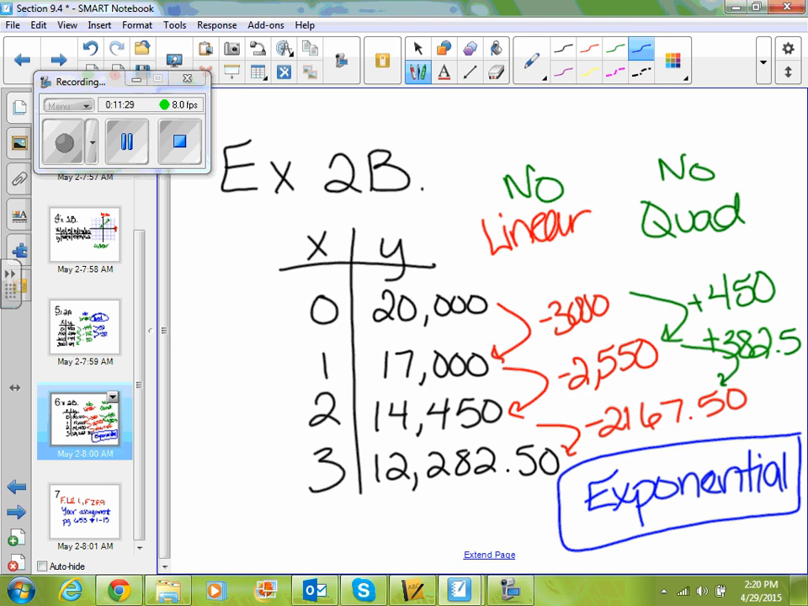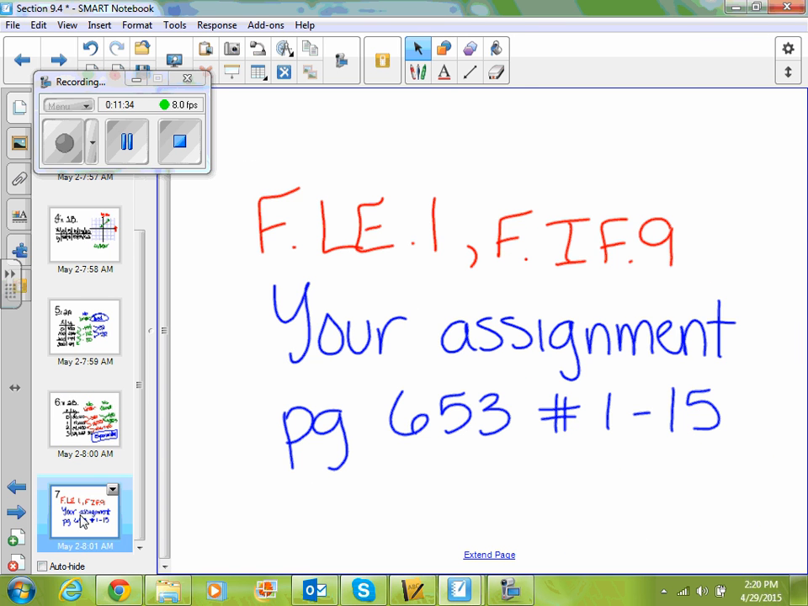Okay, so check linear, check quadratic. If neither one works, you know it's exponential. It is a shorter assignment today because there is some graphing, so 653, 1 through 15.